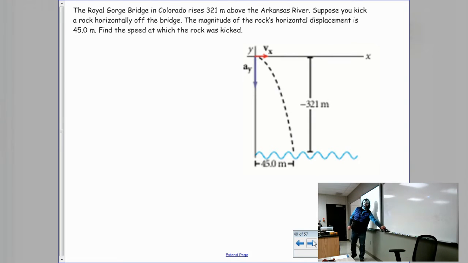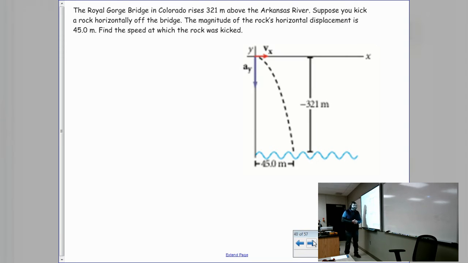So let's take a look at an example problem, again a horizontally launched projectile. Here we've got a person kicking a rock off a bridge. This is the Royal Gorge Bridge in Colorado. It rises 321 meters above the Arkansas River. Suppose you kick a rock horizontally off the bridge. The magnitude of the rock's displacement is 45 meters, so it splashes in the water 45 meters from the bridge. How fast did you kick the rock?